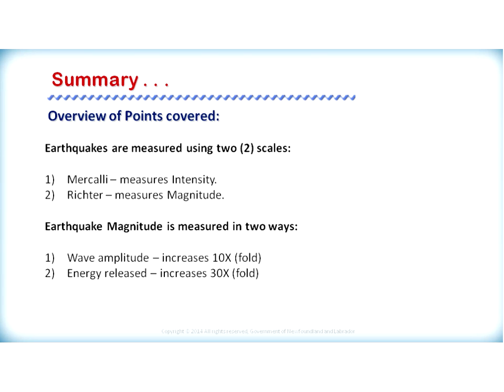Summary of the points covered in this presentation. Earthquakes are measured using 2 scales, these being the Mercalli scale, which measures the intensity, and the Richter scale, which measures magnitude. Earthquake magnitude is measured in 2 ways. One way we can measure magnitude is looking at wave amplitude, and wave amplitude increases tenfold. That is 10 times with every increment of 1 on the Richter scale.